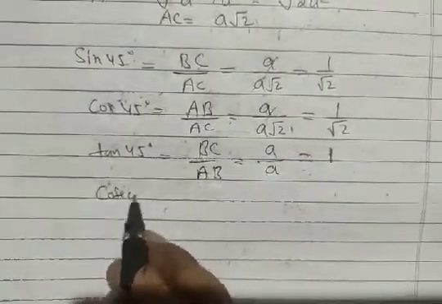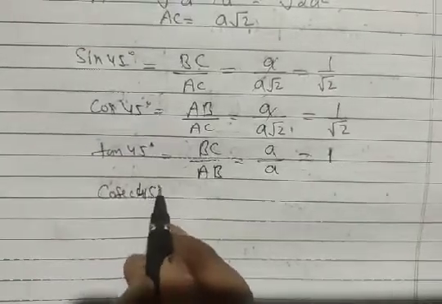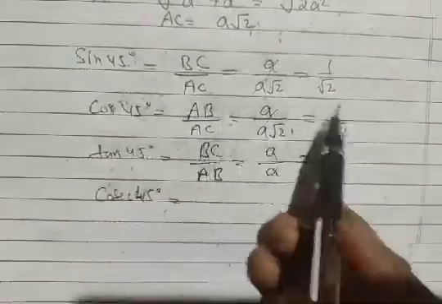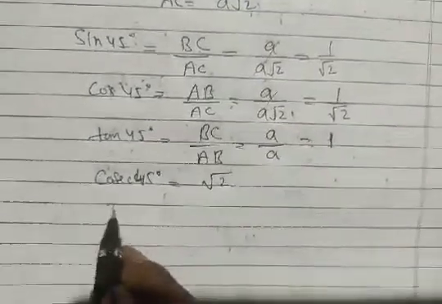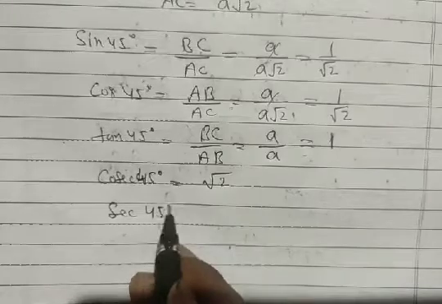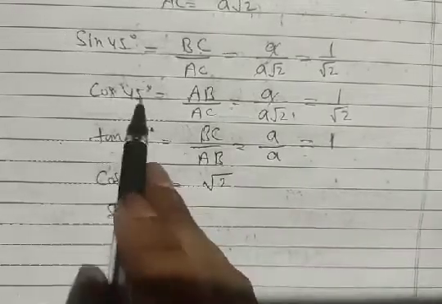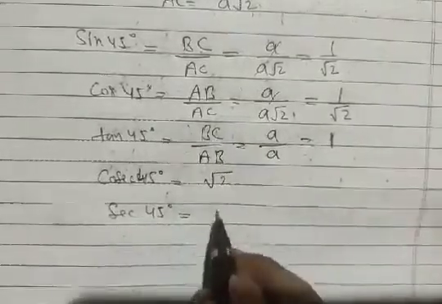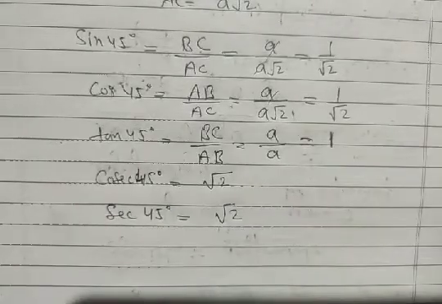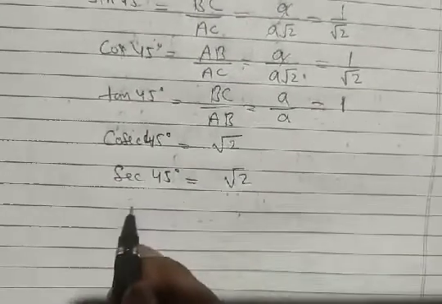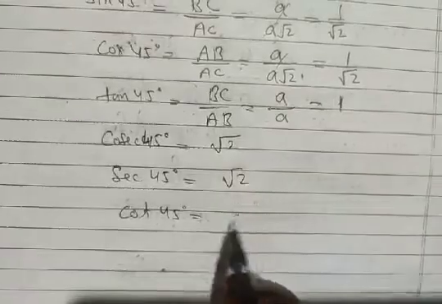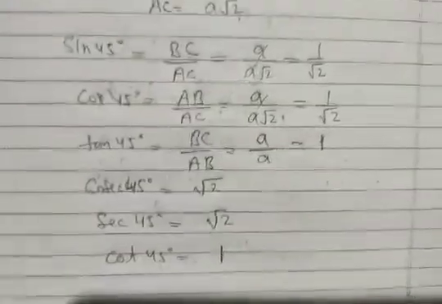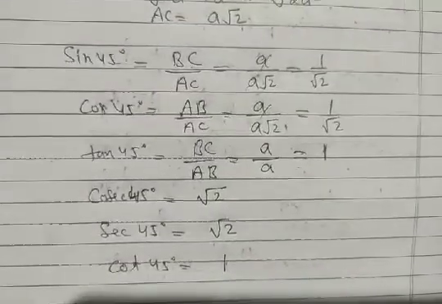Cosec 45 degree is the reciprocal of sine 45. The reciprocal of sine 45 gives root 2 here. Then we have sec 45. Sec is the reciprocal of cos. Cos 45 is 1 by root 2, so sec 45 is also root 2. The last one is cot 45, which is the reciprocal of tan 45. The reciprocal of 1 is also 1. Then we get all the values of our six T ratios.